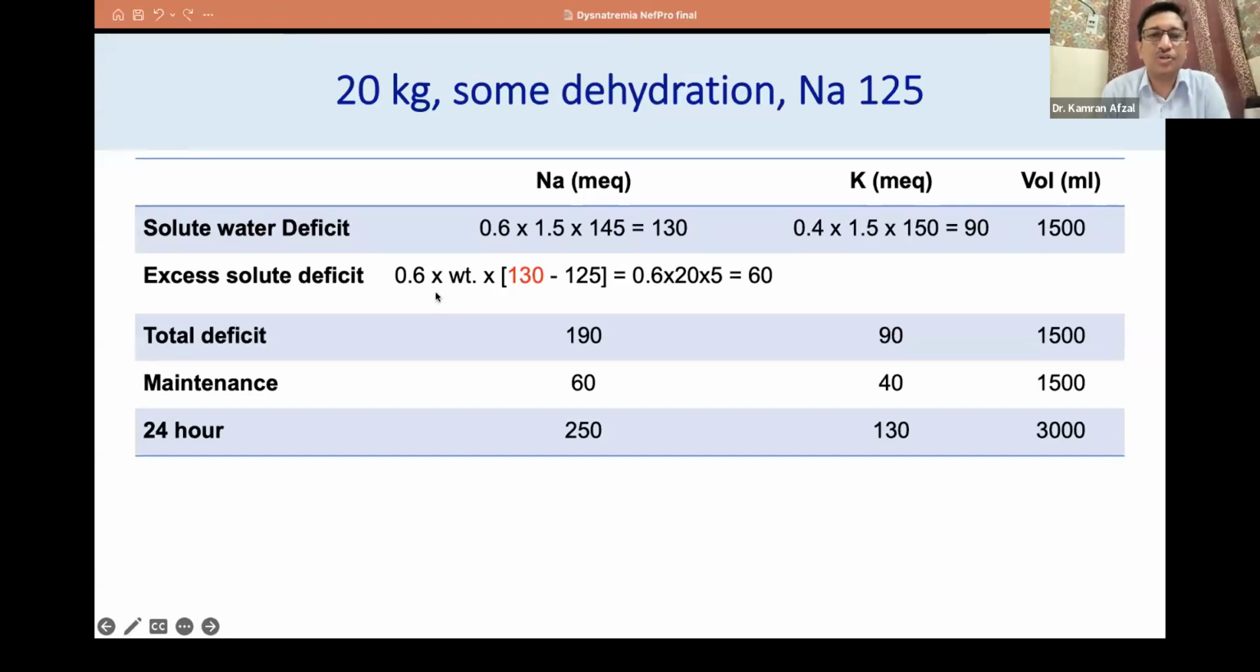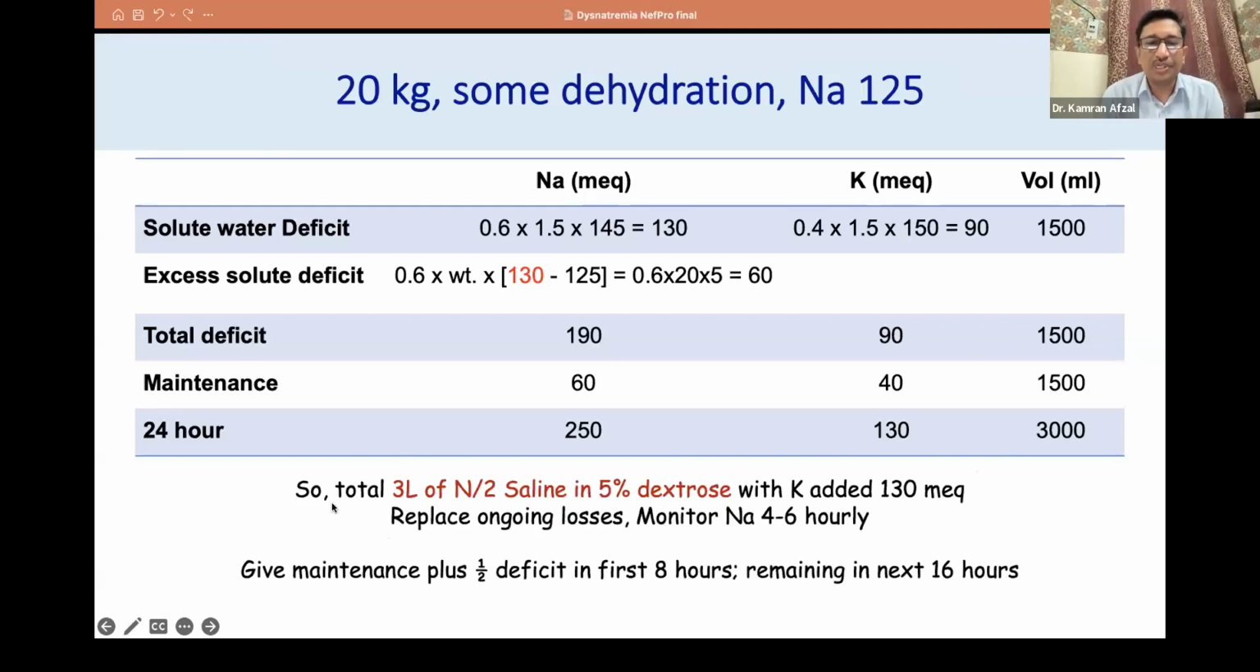So this excess solute can be calculated by the amount needed to raise it back to the target sodium value of 130. So 0.6 into weight, which is 20 into 5, so 60. So the total deficit in sodium is 130 plus 60, which is 190. And the total volume is 1500. And then you add this to the maintenance volume, and then you get the 24-hour fluid that has to be given. So this means that you need to give a total of 3 liters of fluid as N/2 saline in 5% dextrose with added potassium.